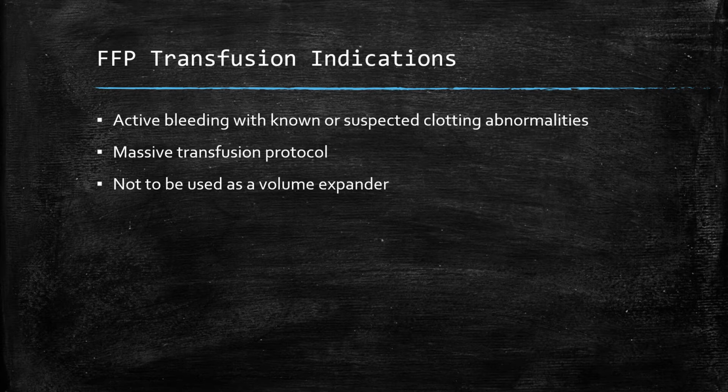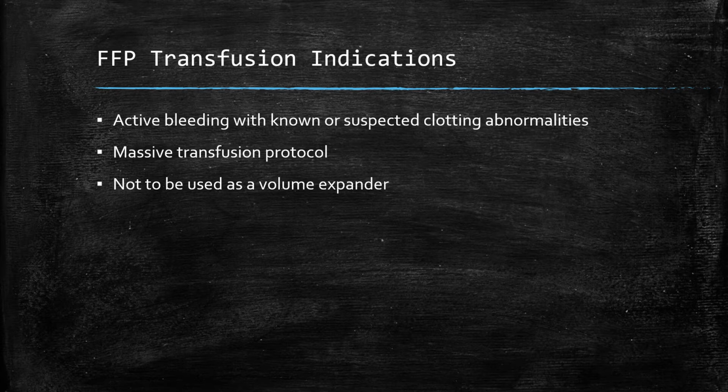This elevated INR may be on the basis of liver disease, or it may be on the basis of anticoagulants they're taking. But in any event, this INR would have to be corrected with fresh frozen plasma before they can safely go to surgery.